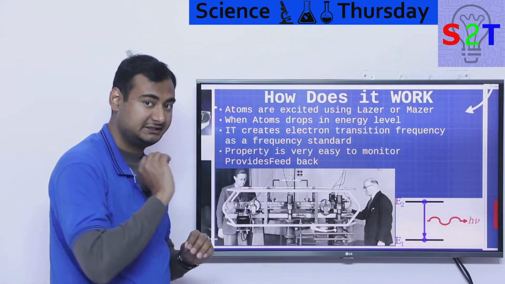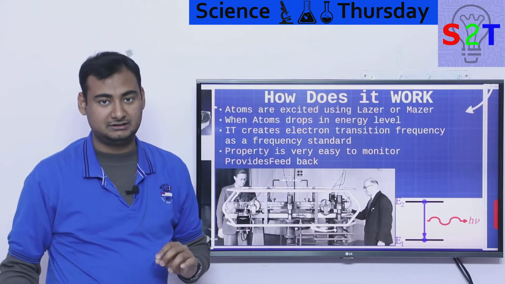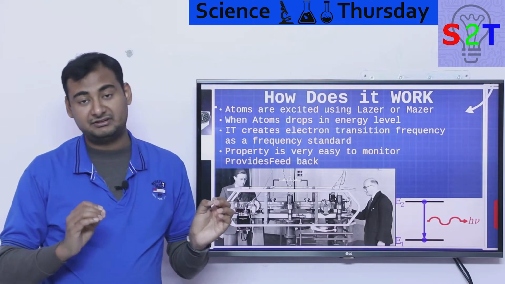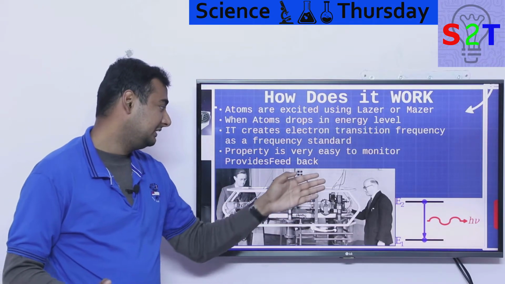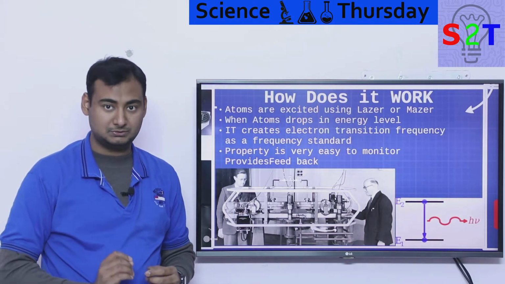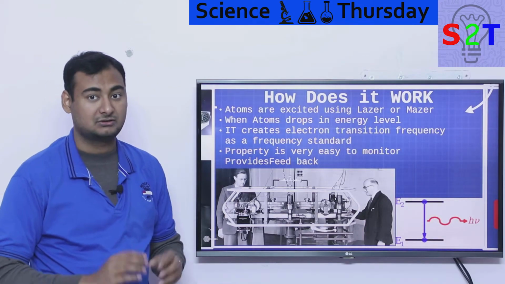Once the atom cools down, it gives off a signal. That signal is basically your driving frequency. That is your frequency standard. Now that frequency, if it drifts off, is very easy to detect, and then using that detection method, you provide feedback. This is a closed loop. This is the core aspect of atomic clocks.